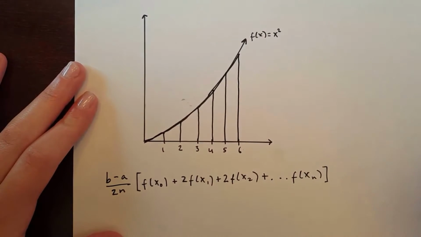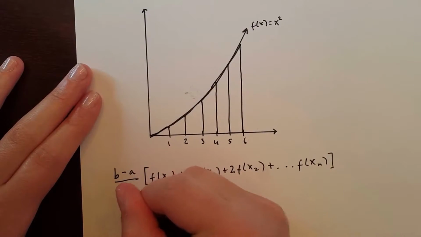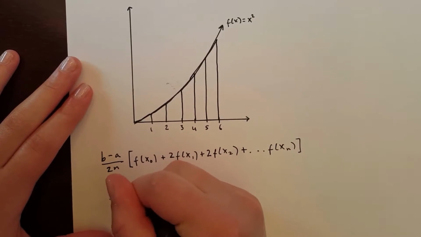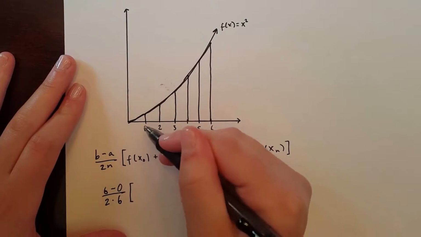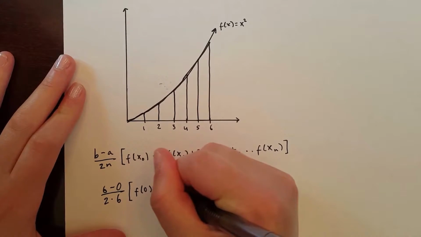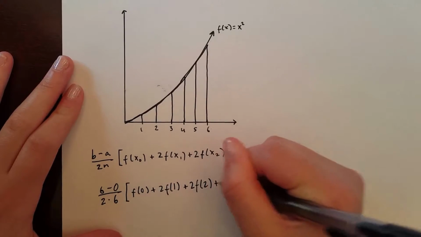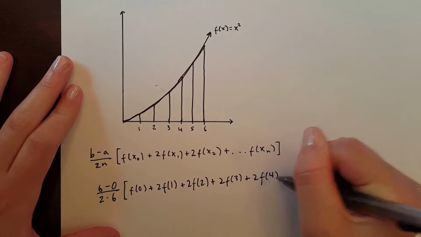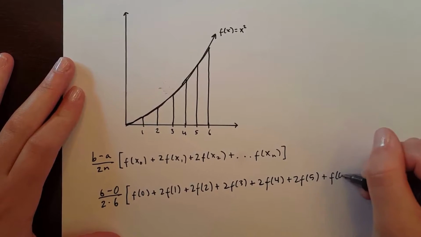And if you remember our trapezoidal rule formula, you're just going to plug in everything with 6 as your b, and your a is 0, and you have 6 rectangles, so 6 is n. And your f of x0 is your first one, so that's 0. So you have f of 0 plus 2 times f of 1 plus 2 times f of 2 plus 2 times f of 3, 2 times f of 4, 2 times f of 5, and then plus f of 6.